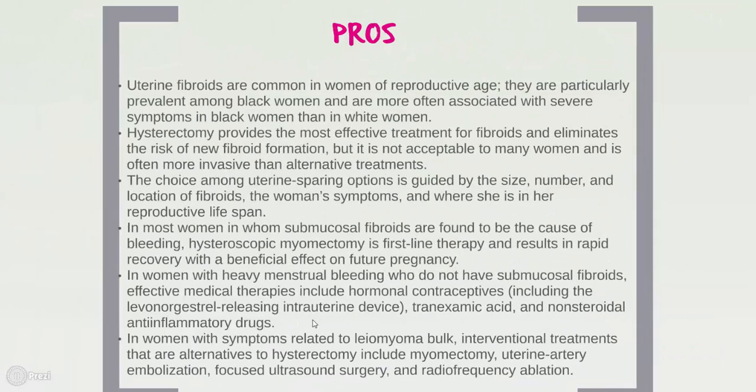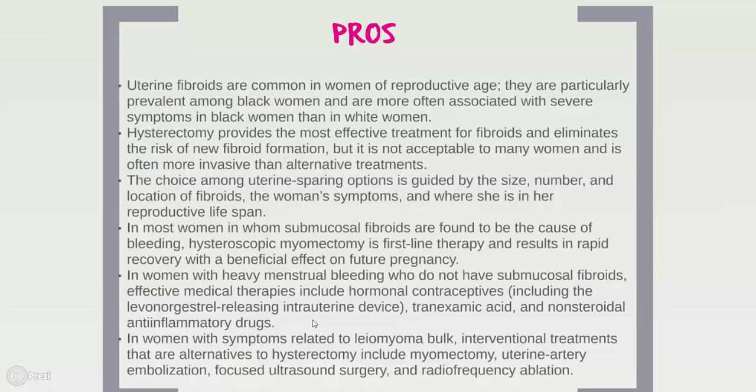The pros. Uterine fibroids are common in women of reproductive age. They are particularly prevalent among black women and are more often associated with severe symptoms in black women than in white women. Hysterectomy provides the most effective treatment for fibroids and eliminates the risk of new fibroid formation, but it is not acceptable to many women and is often more invasive than alternative treatments.